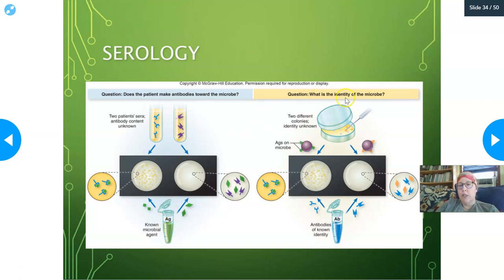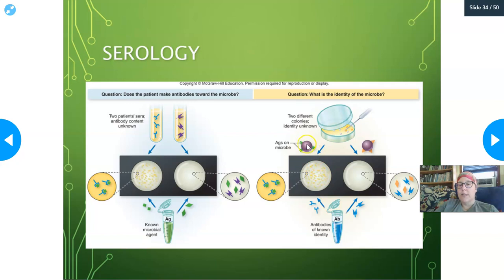And then there's the other question, which is, what is the identity of the microbe? So in this case, you have the microbe. So let's say we have a gram-positive cocci, but we have two different gram-positive cocci here. We call it maybe one is Staph aureus, the other one is Staph epidermidis, okay? And you have antibodies here of known identity. So in our example, let's say these antibodies are to Staph aureus. And you incubate them with each of these samples.